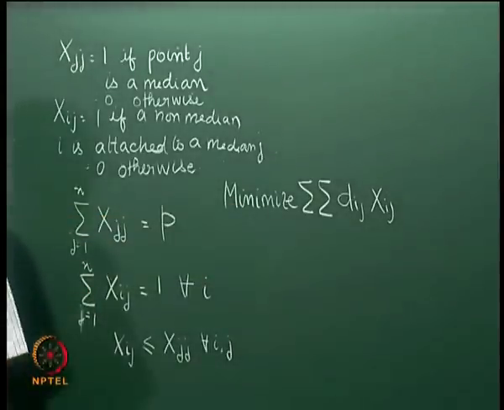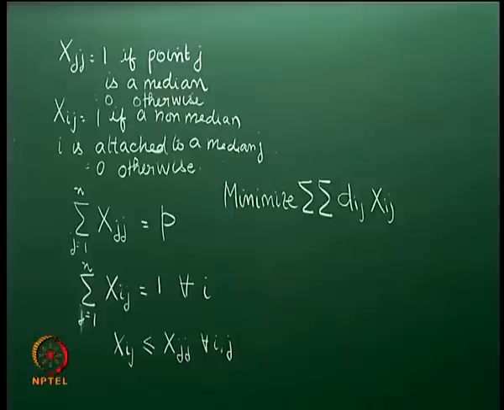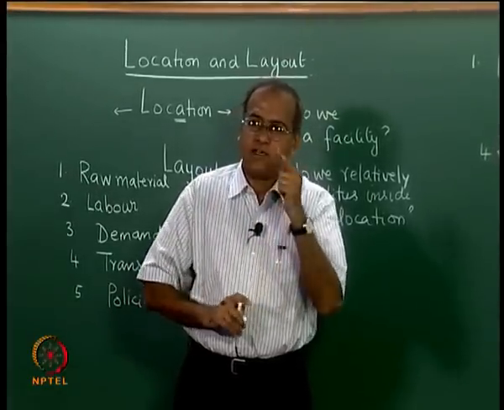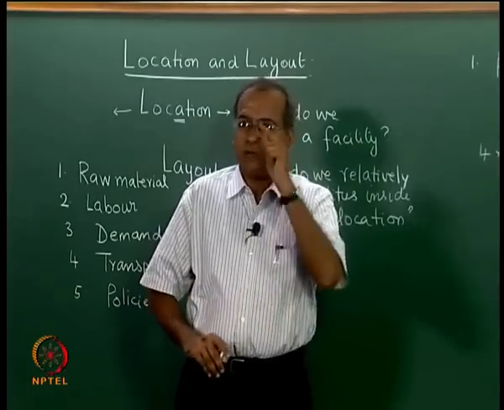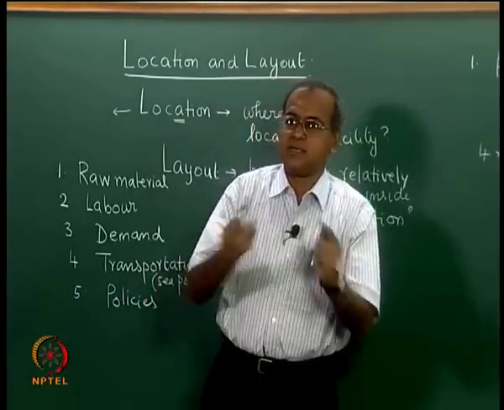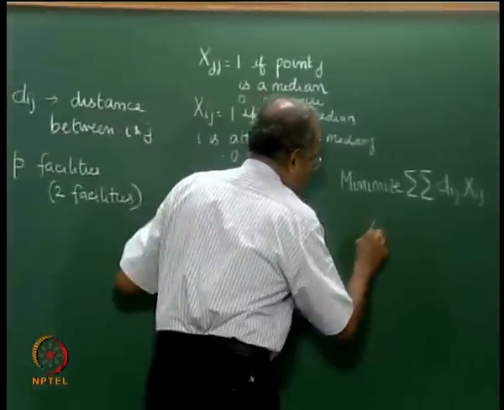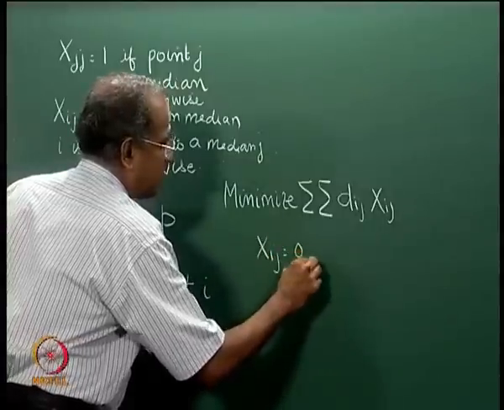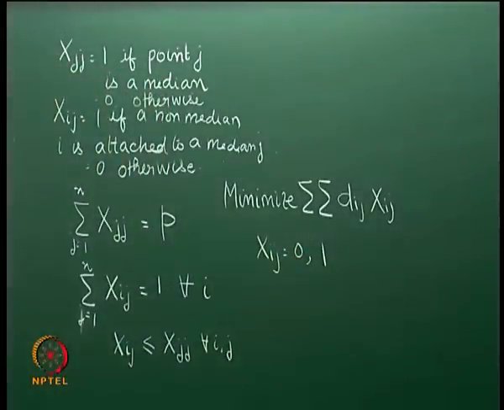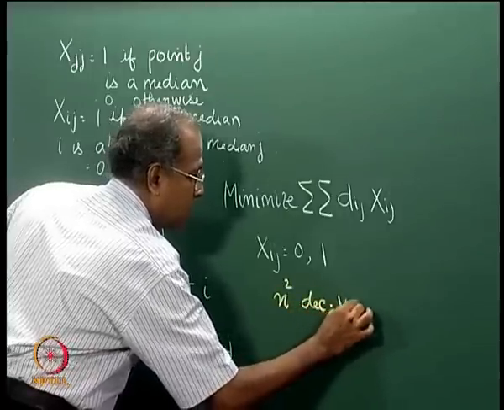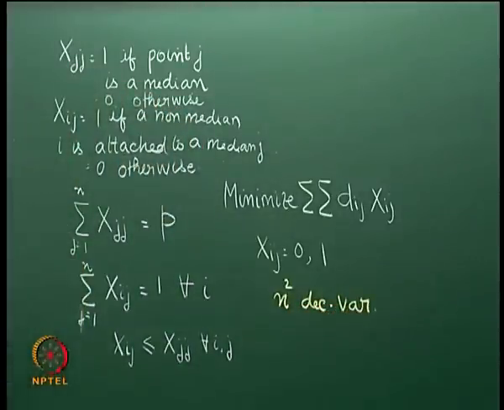So, the objective function double sigma dij xij would take care of minimizing the distance between the non-median points and the median points, under the assumption that every non-median point is attached to only one median point and that distance is taken. So, as a binary integer programming, xij equal to 0 or 1. If there are n points, there are n square variables, n square decision variables.